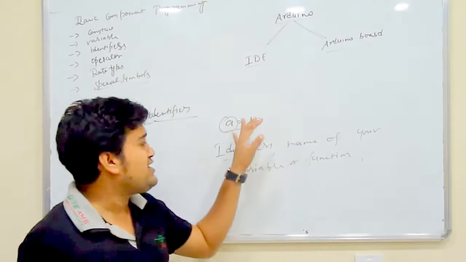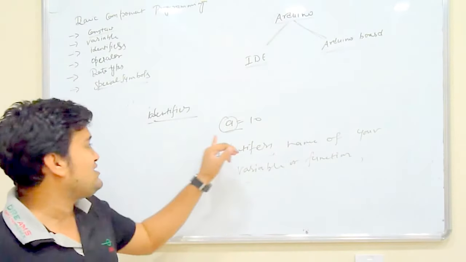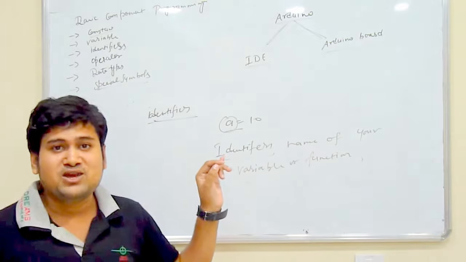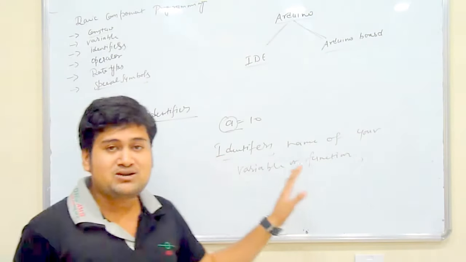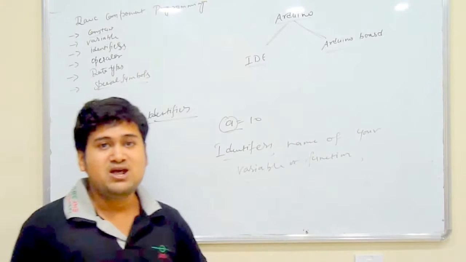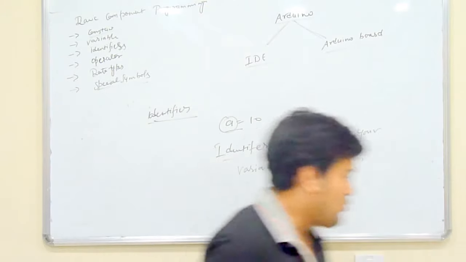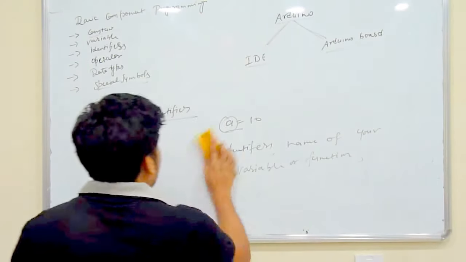Suppose you declared a variable a in the program, so you cannot declare the same variable a again in the whole program. So you need to separate your variables and function names by using identifier names. Now there are some restrictions to declare an identifier. What are the restrictions?